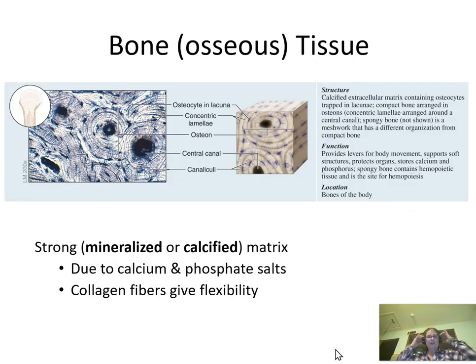Well, bone's different in several ways. One, I told you that the matrix was hardened or calcified, so it's very hard and very strong. The other thing is bone is vascular. It has a blood supply.